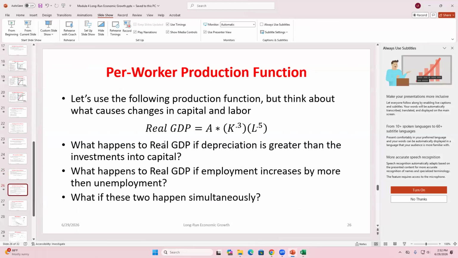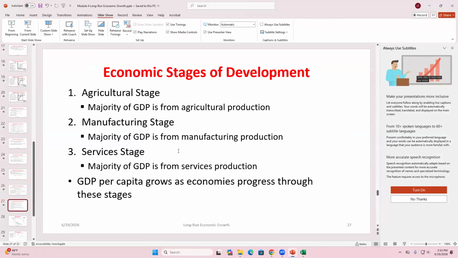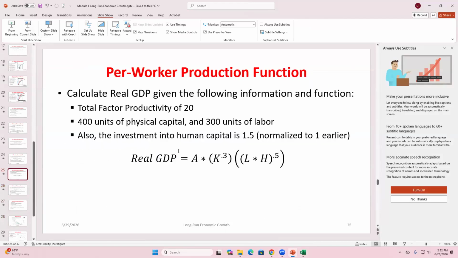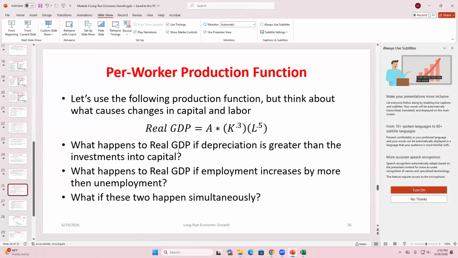So let's think about some other scenarios, adding in some different ways to think about this. Let's say I've got that same production function. We're going away from human capital here in a second. I'll show you some other ways we can change this example here on slide 26 if we incorporated human capital. But let's say the first scenario is that I've got depreciation and it's greater than the investments I'm making in the capital. Once again, I don't have the dot cam, so I'm just going to use Excel to type this out.